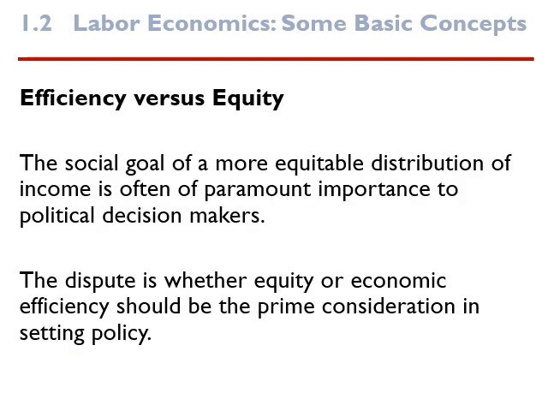So now we are talking about the efficiency and equity. So efficiency versus equity. Efficiency أنا عندي دلوقتي الكفاءة وعندي الإيكويتي اللي هي العدالة. The social goal of more equitable distribution of income is often of a paramount importance to the political decision makers عشان هما دايما بيبقوش عايزين يبقى في differences أو gaps عالية جدا في ال distribution بتاع ال income. They do think about the equitable distribution. However, the dispute here is whether the equity or the economic efficiency should be the prime consideration in setting the goal itself.